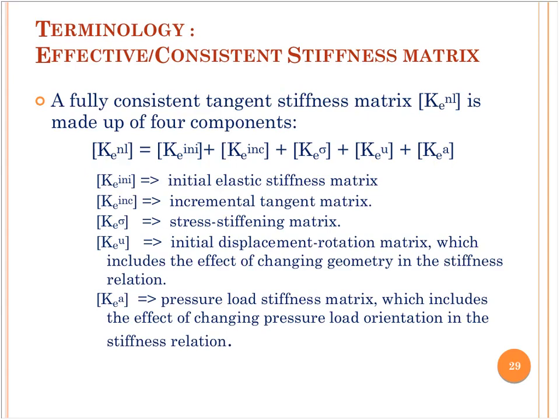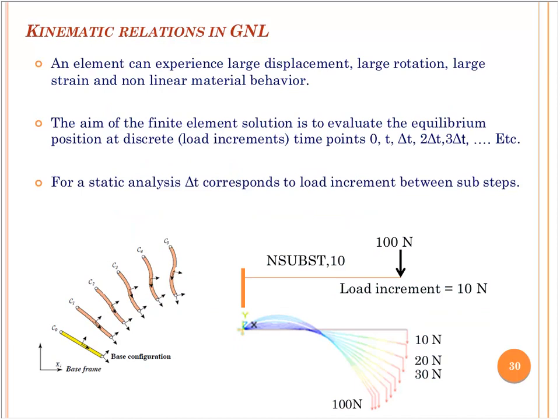Something like this here, the initial displacement rotation matrix, this is the one which is going to account for the reorientation of the structure. The updated nodal coordinates will be used here. Here is the one which is taking care of the stress stiffening effect. And the last one will take care of the follower load effects due to the pressure loads or any load which follows the, it reorients depending on the deformed shape of the structure.